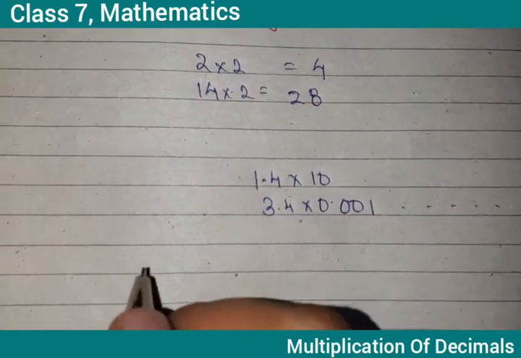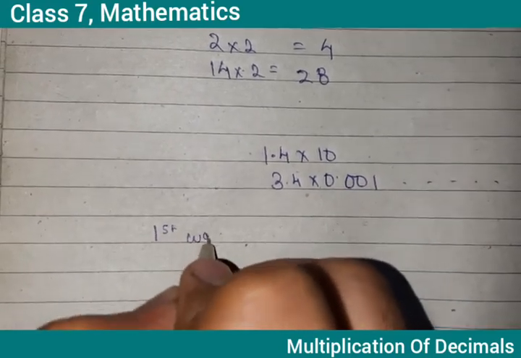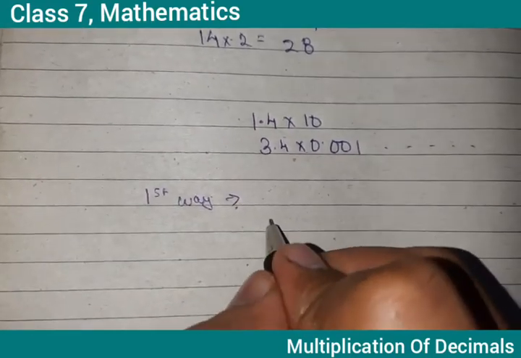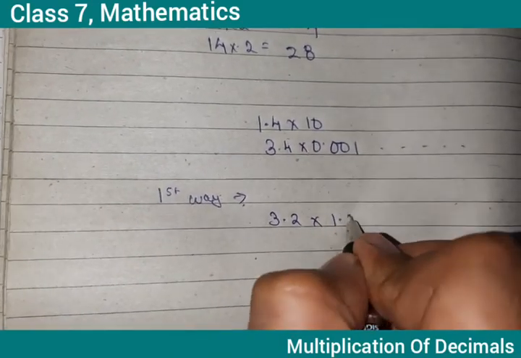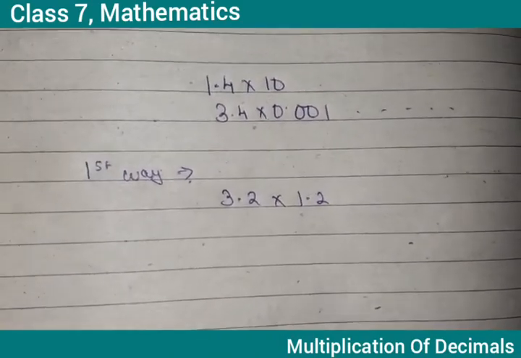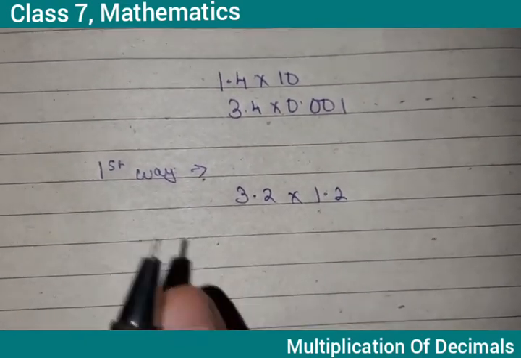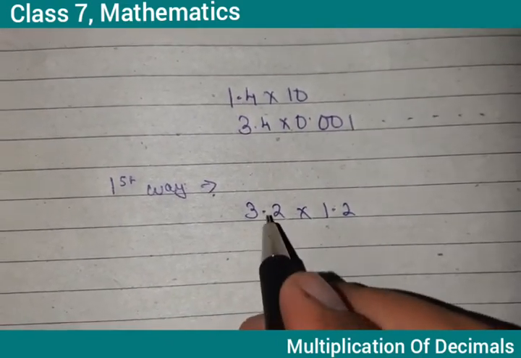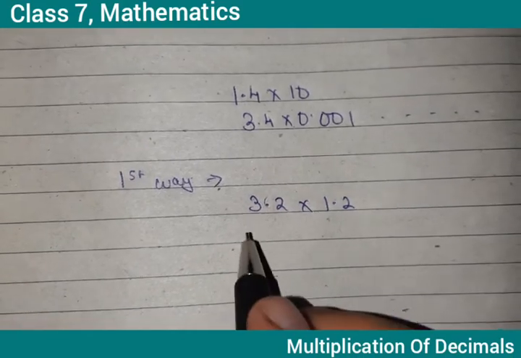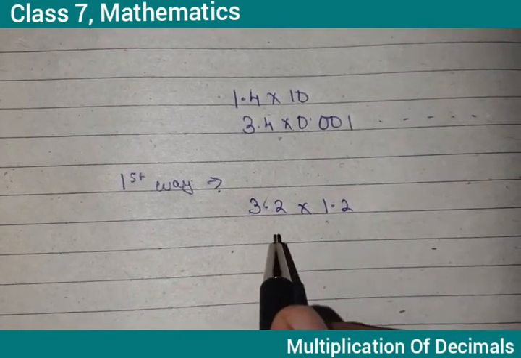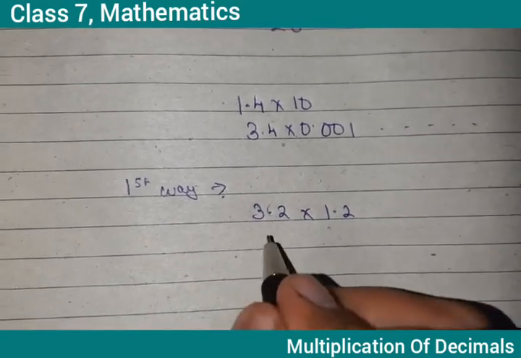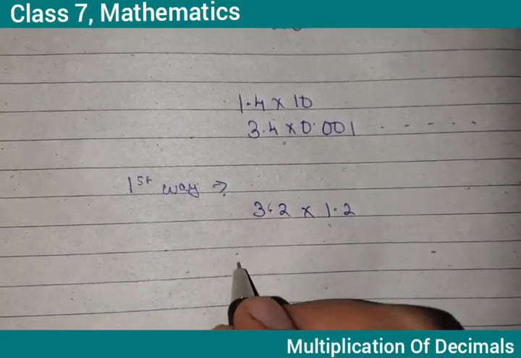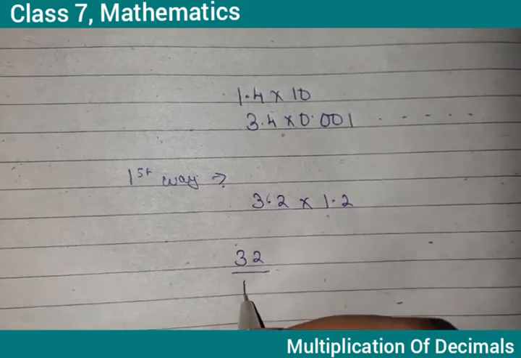Now see, there are two ways for this. The first way is, for example, if it is given 3.2 into 1.2, now we need to multiply it. So there are two ways. The first way is remove the decimal and insert the denominator, make it in power of 10. Like if I remove the decimal, it will become 32 upon 10.